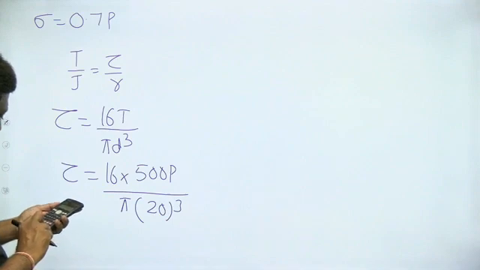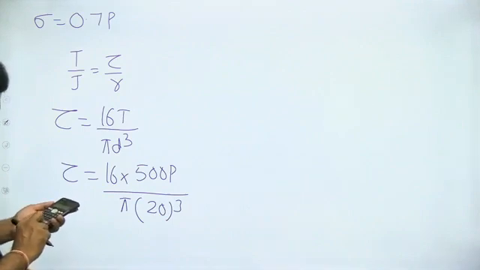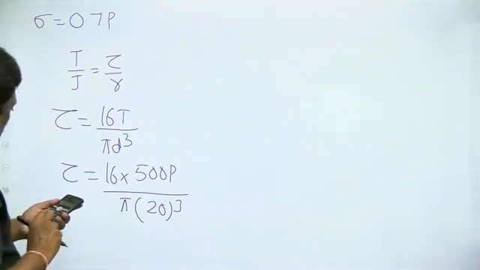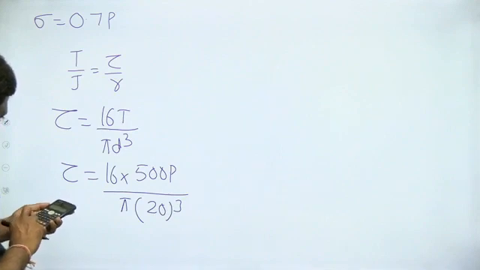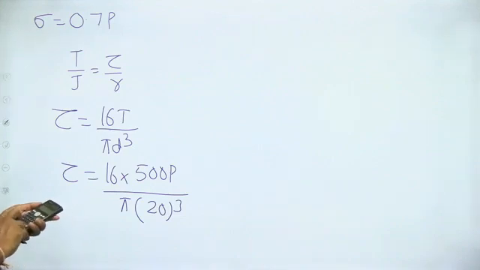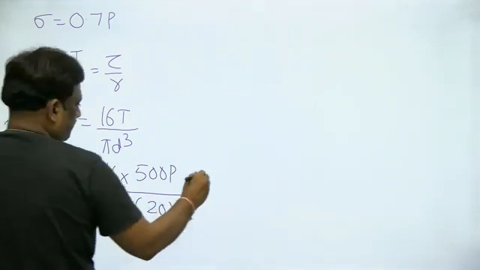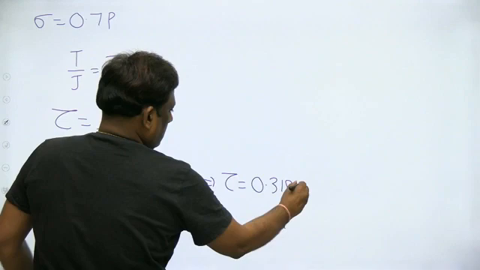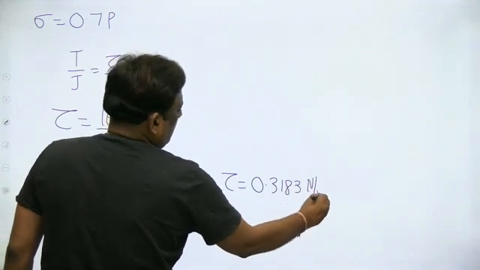So 16 into 500 by pi by 8, 1, 2, 3. One second please. 16 into 500 by pi by 8. This gives 0.318. The unit is Newton per mm square, which is megapascal.